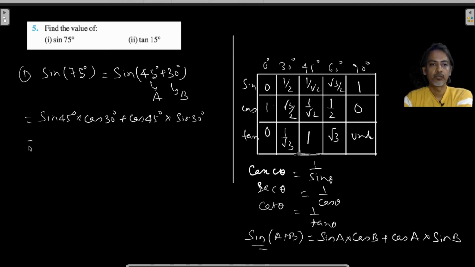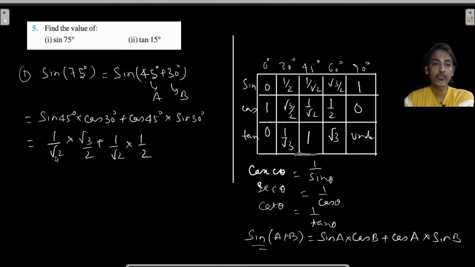Now we know the value of sine 45 degree, which is nothing but 1 upon root 2. We also know the value of cos 30 degree, which is root 3 by 2. We know the value of cos 45 degree, which is again 1 upon root 2, and sine 30 degree is nothing but 1 by 2.